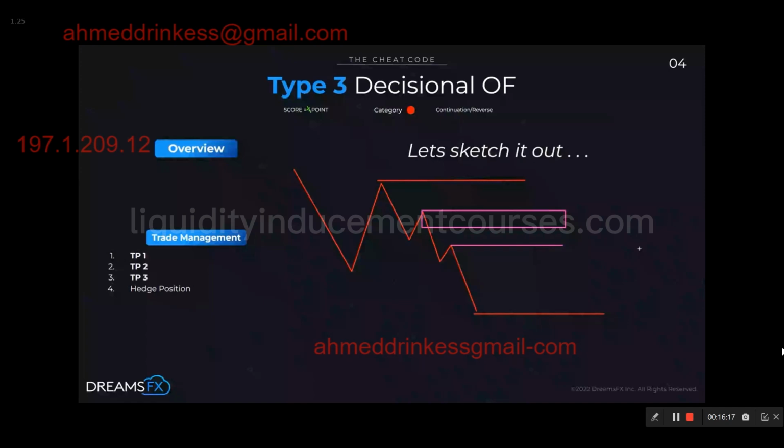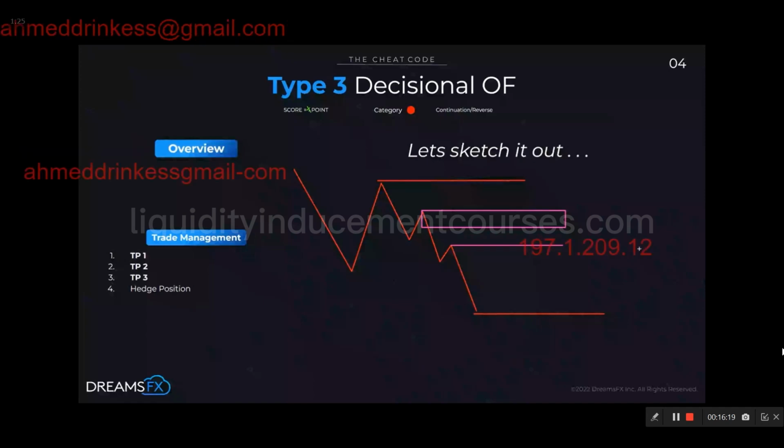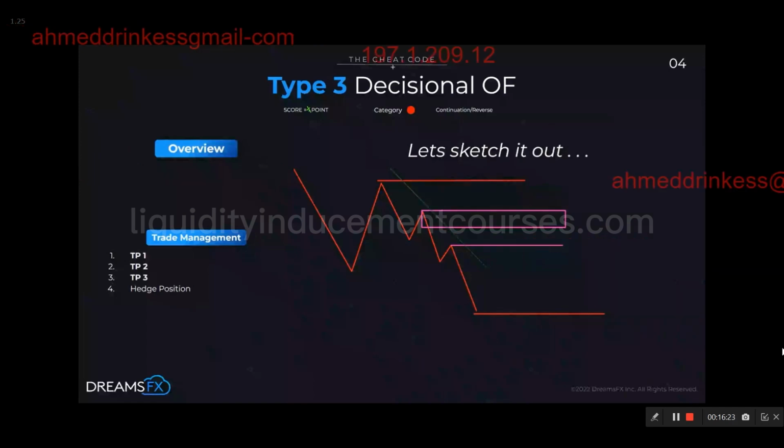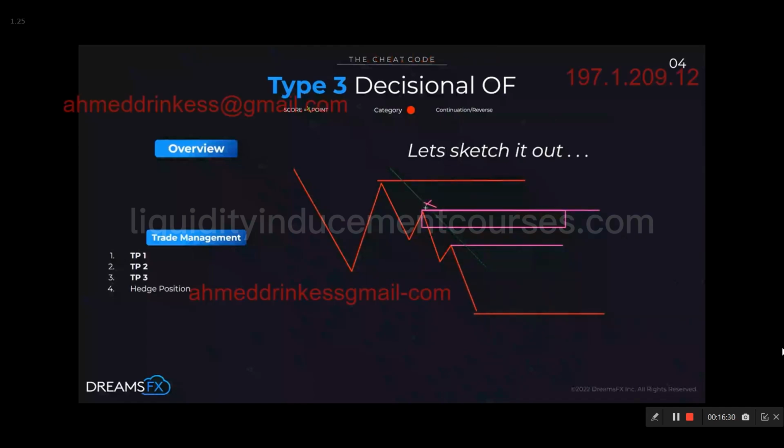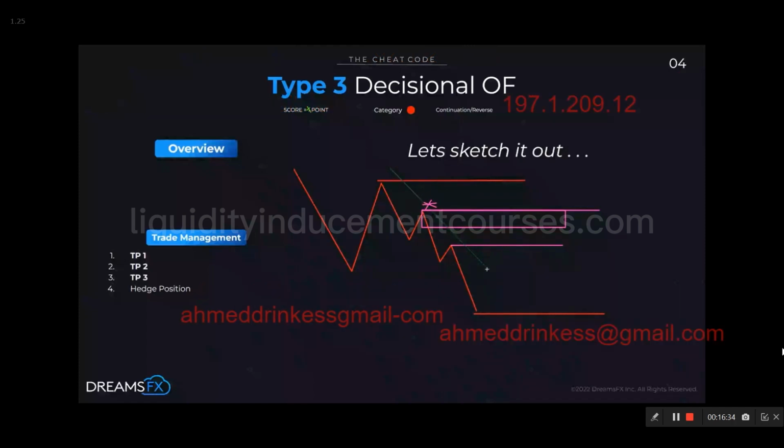Sometimes the answer is right in front of your eyes. There is a wall. Beautiful. There's a wall, right? There's a wall. Also, this is the engineered liquidity. That first internal point, it's engineered liquidity.